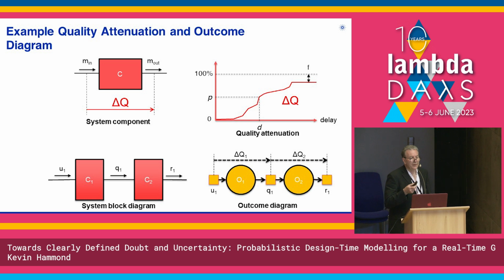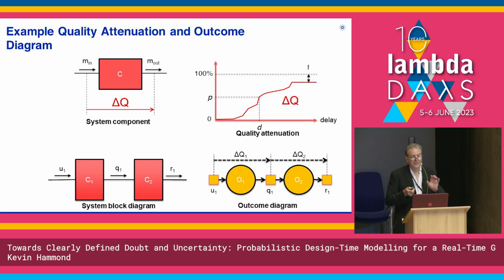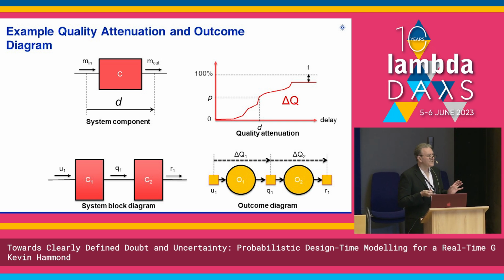Here's an example to show you how things work. So you've got a single delta Q up on the top left, some input M in, output M out with the delta Q. You've got probability, you've got a delta Q distribution defined from that, which tells you about the quality attenuation. You get a system block diagram, then combining two things, a C1 and a C2, that gives you the outcome diagram. And the D comes from the delta Q. So you can read that off the delta Q, depending on how you're using the system, the design.